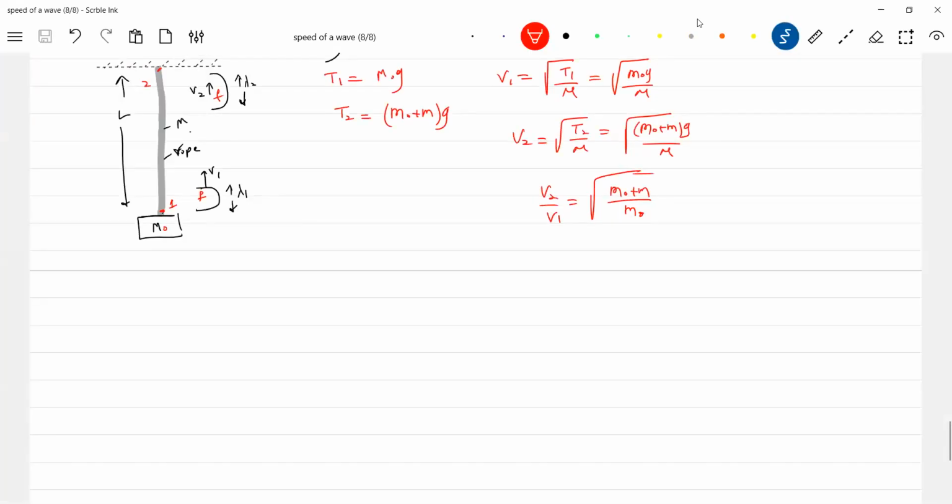So as we know, f is equal to V1 by lambda 1, and f is equal to V2 by lambda 2. So therefore, what is the new wavelength? V1 by lambda 1 equals V2 by lambda 2. So what is lambda 2? It should be equal to V2 by V1 into lambda 1.